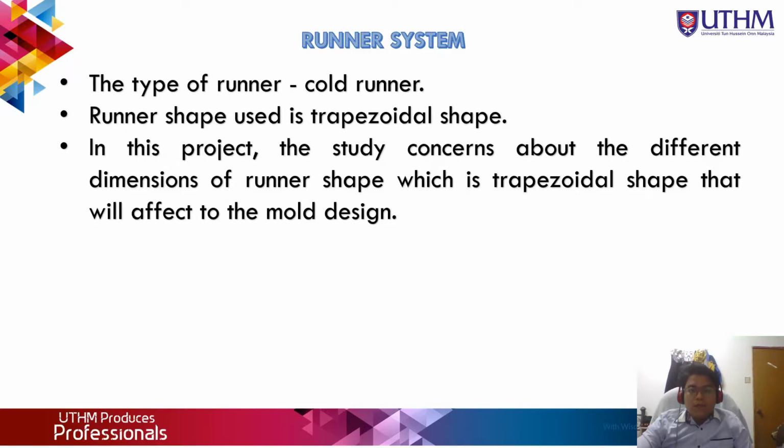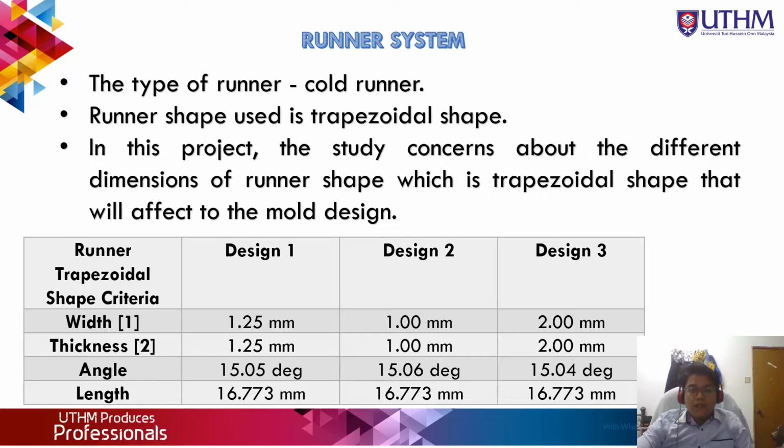The study is concerned with how the different dimensions of the trapezoidal runner shape affect the mold design. As we can see, designs 1, 2, and 3 differ in the width and thickness of the runner. Design 1 is 1.25 millimeter for the width and thickness, design 2 is 1 millimeter, and design 3 is 2 millimeter.